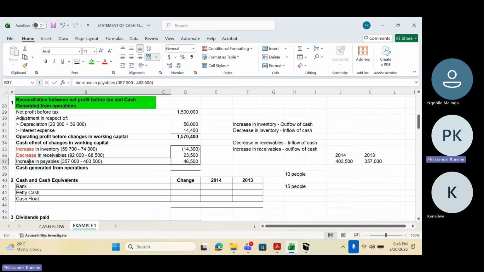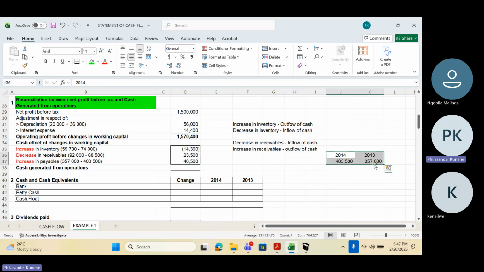This is very important, guys. I want you to understand this thing. I want you to play with this. Change it, make it increase, make it decrease, increase in receivables, decrease in receivables. That's why I'm making these notes, so that you can be able to understand this thing.